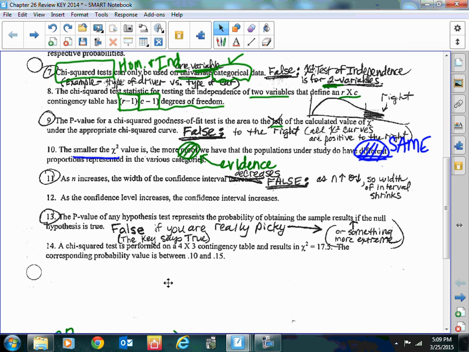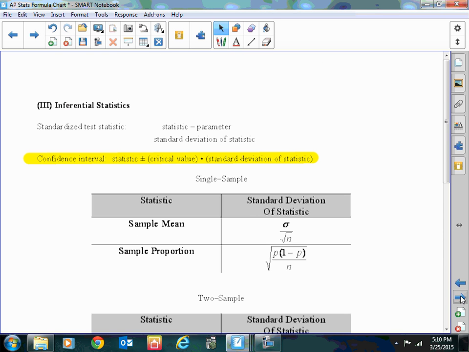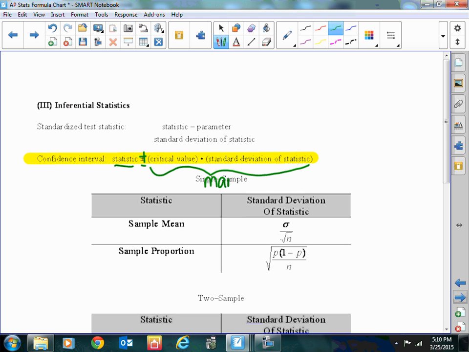So we'll do, oh no, we should finish. Let's just finish this out. 11, as n increases, the width of the confidence interval decreases. Or increases, sorry. The original problem says increases. So this is a total review problem. If you remember from your formula chart, your confidence interval is your statistic plus or minus, and this is your margin of error. And this is your critical value times the standard deviation.